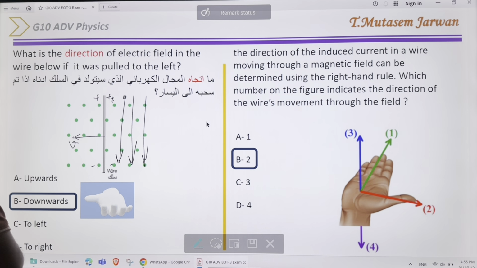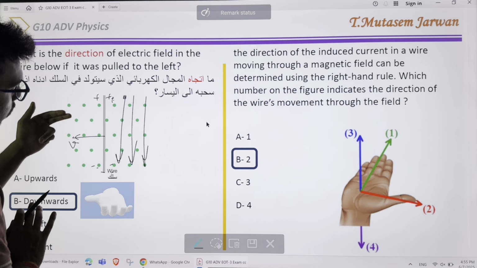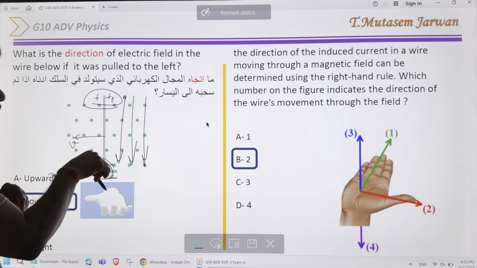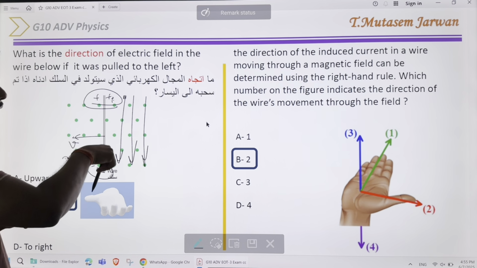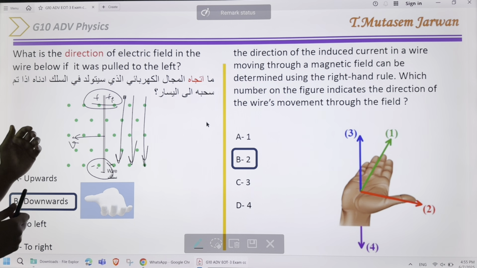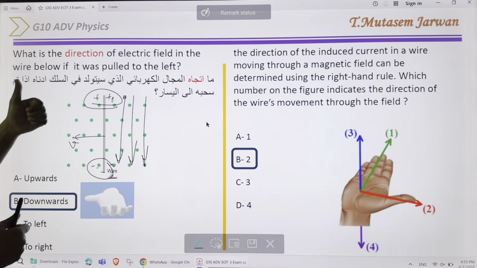What is the direction of electric field in the wire below if it was pulled to the left? This is the positive, this is negative. Electric fields are generally from positive to negative, so it will be going down. But in the beginning, when the separation happens, what will happen? The positive charges will start moving away. So in the beginning, it would be in the upward direction.